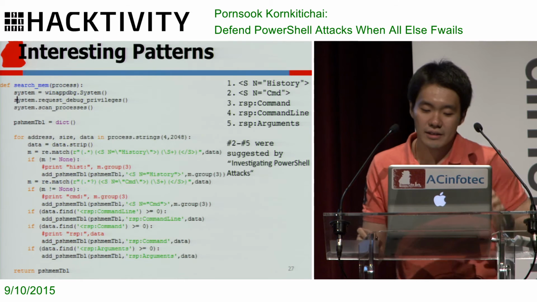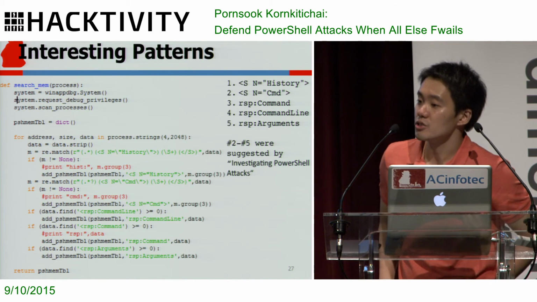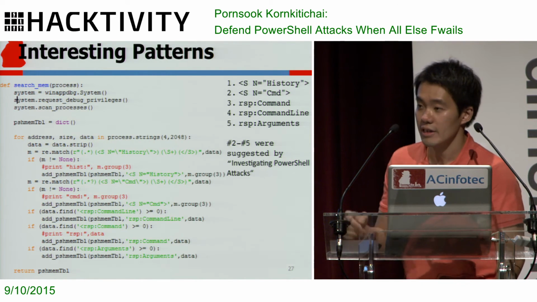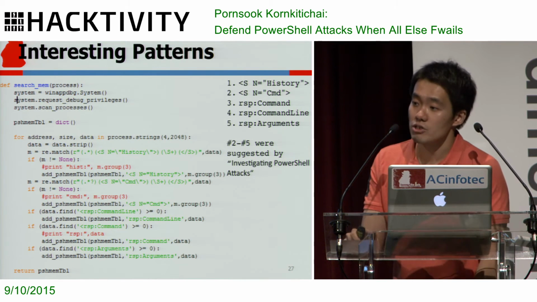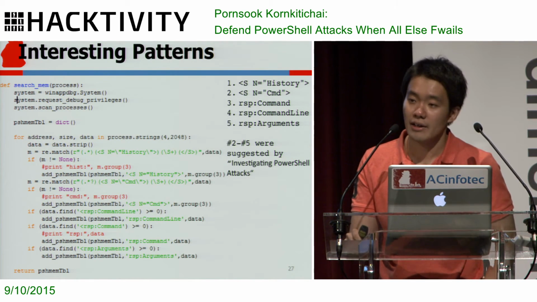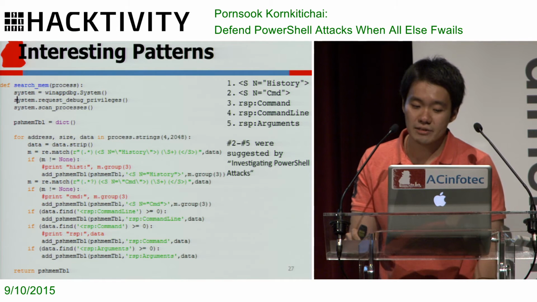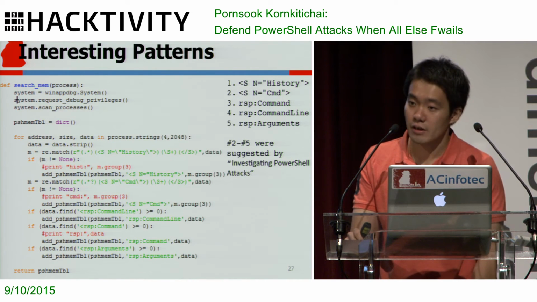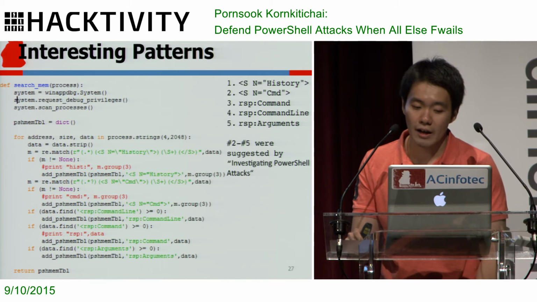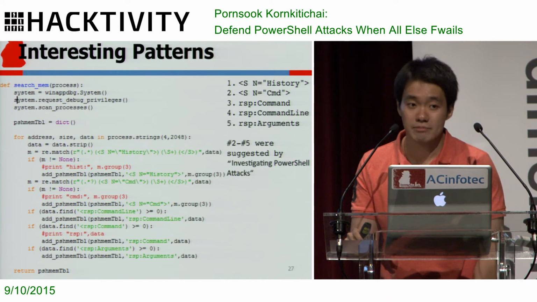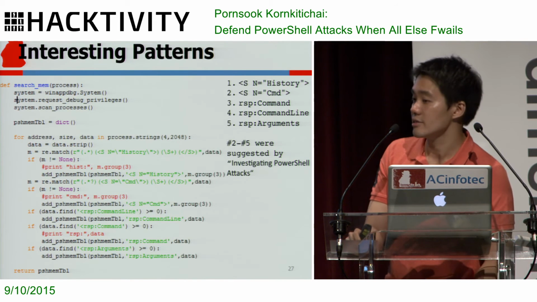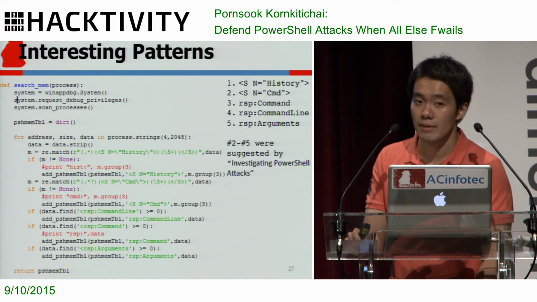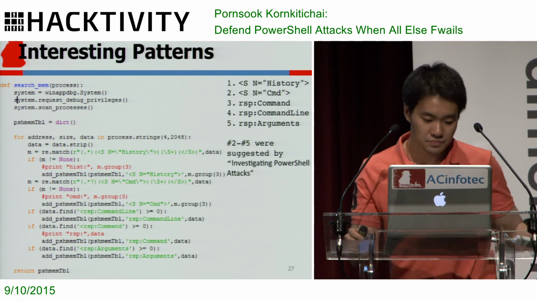Okay, this is what I'm going to try to locate inside the memory. From the paper investigating PowerShell attacks, they do some memory analysis and find the pattern of the commands from number 2 to 5. But from my experiments, number 1 is very important too because it contains some previous commands that the attacker used.